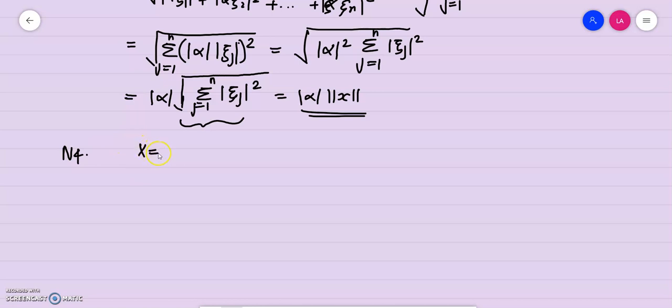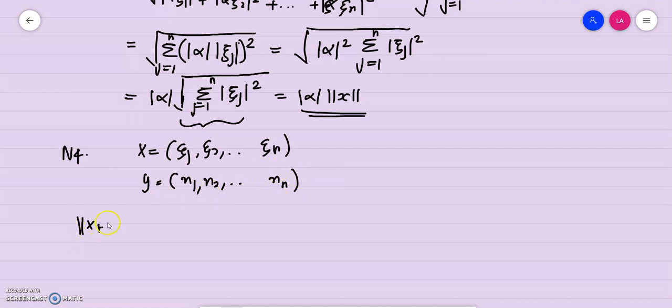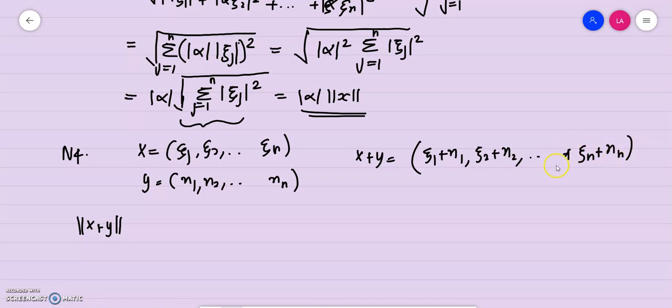For that we take x equal to theta 1, theta 2, etc., theta n, and y equal to eta 1, eta 2, etc., eta n. We have to find the value of norm of x plus y. For that, first we find x plus y, which is theta 1 plus eta 1, theta 2 plus eta 2, etc., theta n plus eta n.